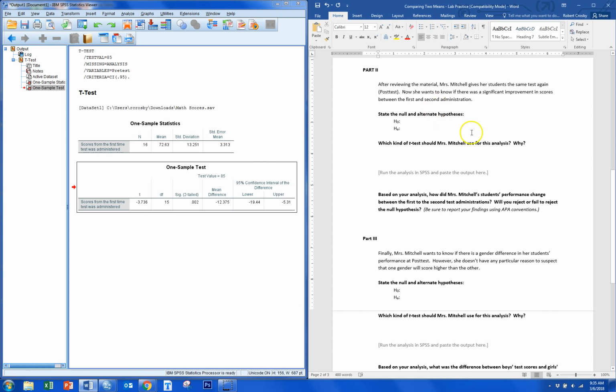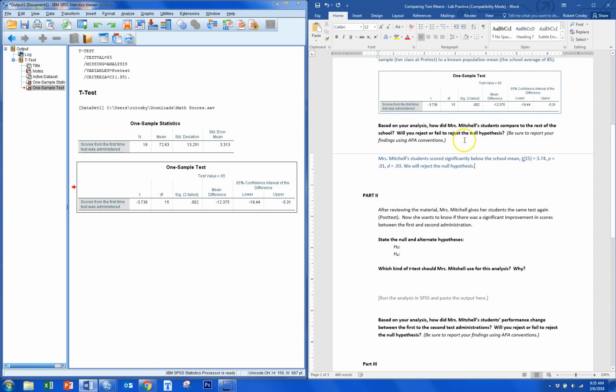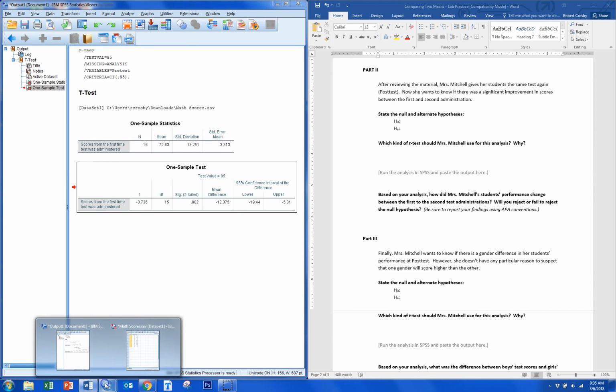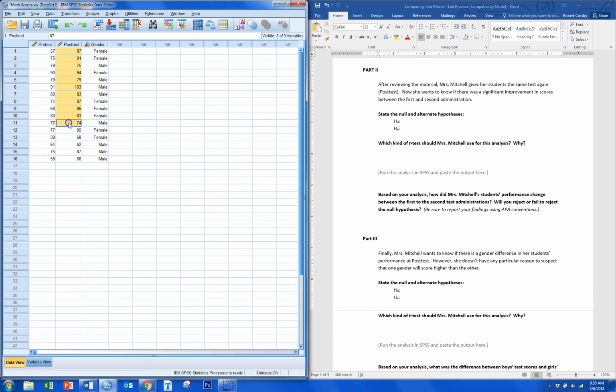So after reviewing the material, Mrs. Mitchell gives her students the same test again. So she sees that they're having trouble. Her solution is to study. Let's go over everything. Let's review it all and see if we can raise the students' scores and get them ready for geometry. So she gives her students the same test again. These are the post-test scores right here.